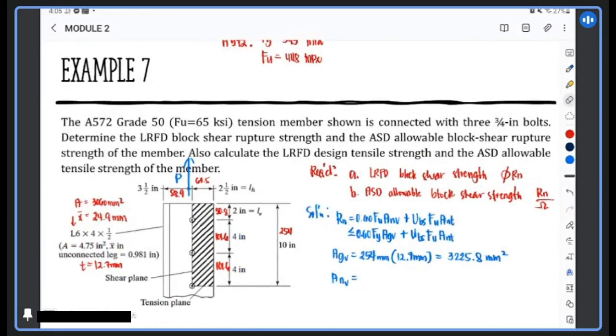And then what? The bolt diameter is 3/4 inch. What is 3/4 inch plus?